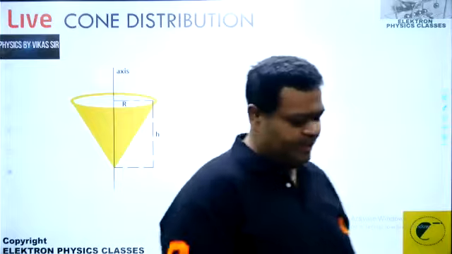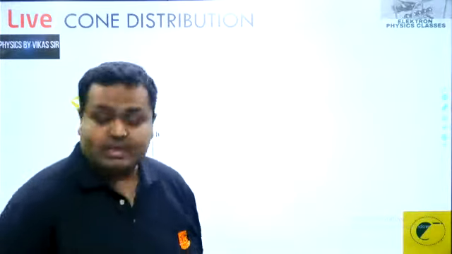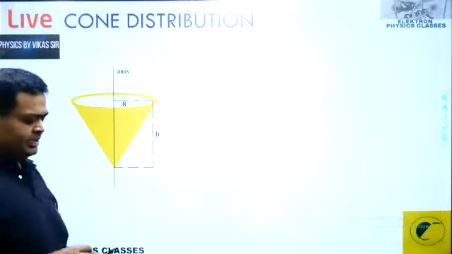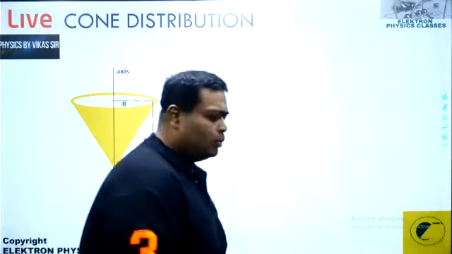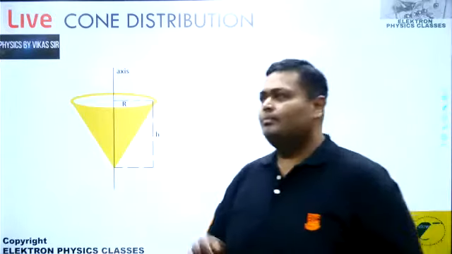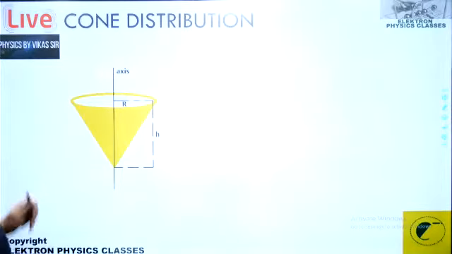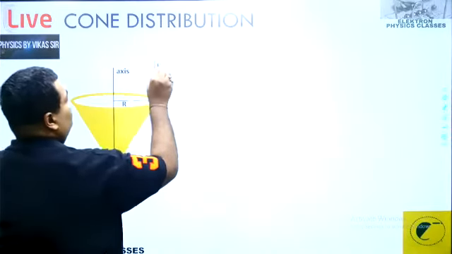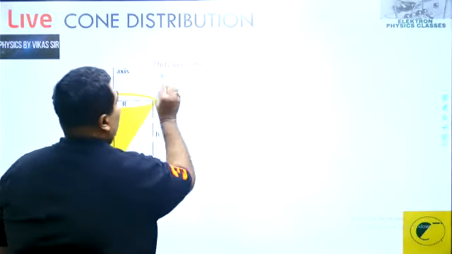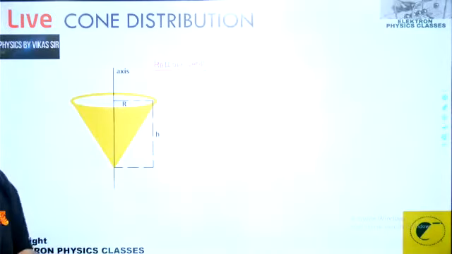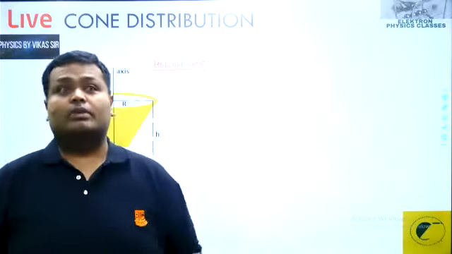First of all, let's revise the last couple of results which we have done for the center of mass and the moment of inertia. For the case of a cone distribution, which kind of cone are we talking about? Let's say it is a hollow cone. The two results I'm talking about simultaneously are the center of mass result as well as the moment of inertia result.